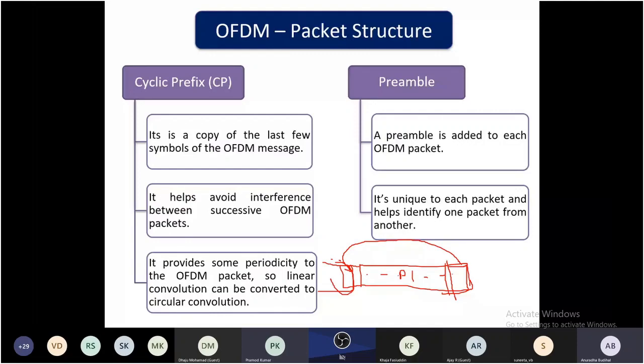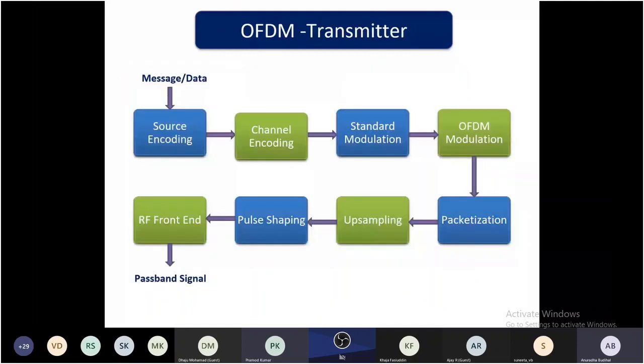So next is the transmitter, how it's been designed. First the message data will be there, we do source coding and channel coding, standard modulation, that is QPSK, BPSK, and then the OFDM modulation. In OFDM modulation, I will be going through what is there inside that. And then we packetize, upsample, pulse shape, and the RF front end, that is USRP, will be transmitting it.